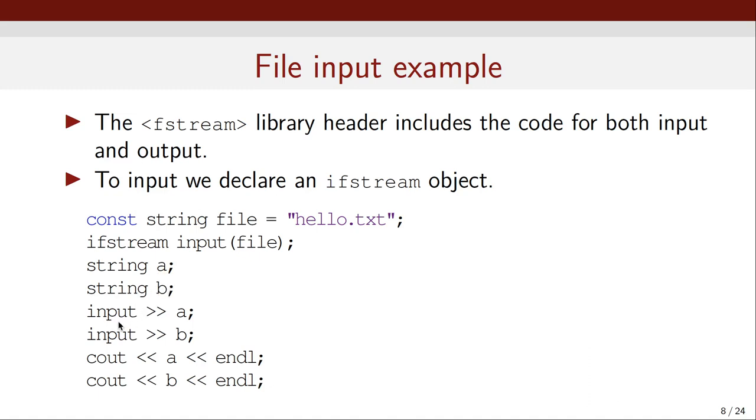And if I type the name of the input file stream, which is called input, so if I just type input and then angle brackets A, that is going to read the string A from that file. And then if I type input angle brackets B, that will read the next string B from that file. And then I can output those to the screen in the standard way. So this program will read these strings from a file and then print them out to the screen.